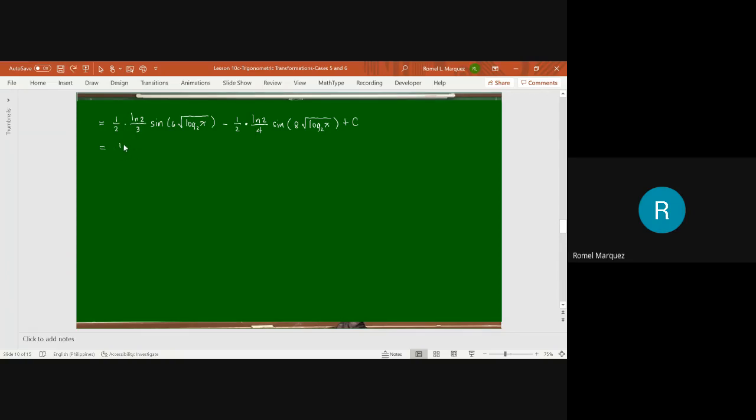1 ln 2 over 6 sine of 6 square root of log of x to the base 2, minus 1 ln 2 also over 8 sine of 8 square root of log of x to the base 2, plus what? Plus c. Okay, guys?